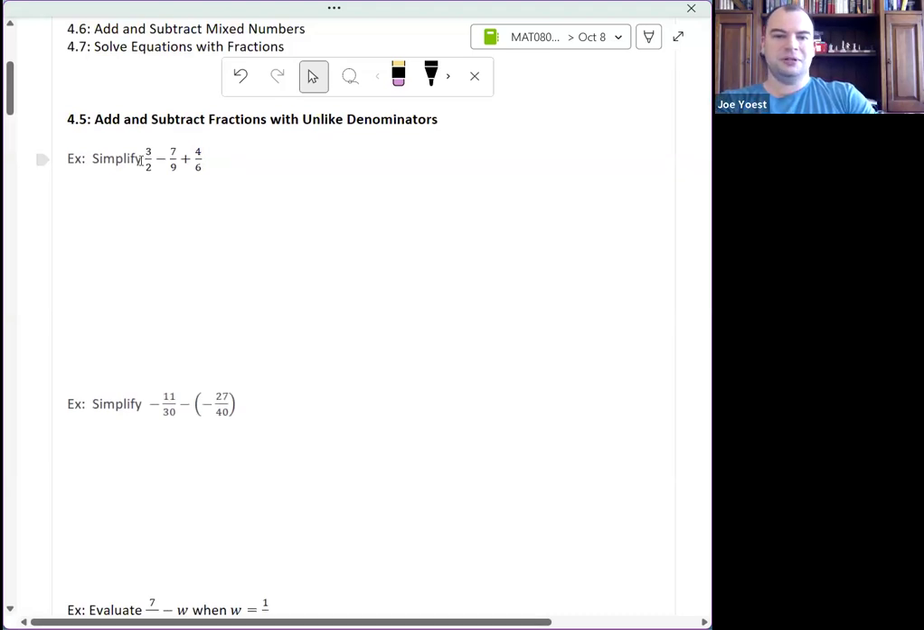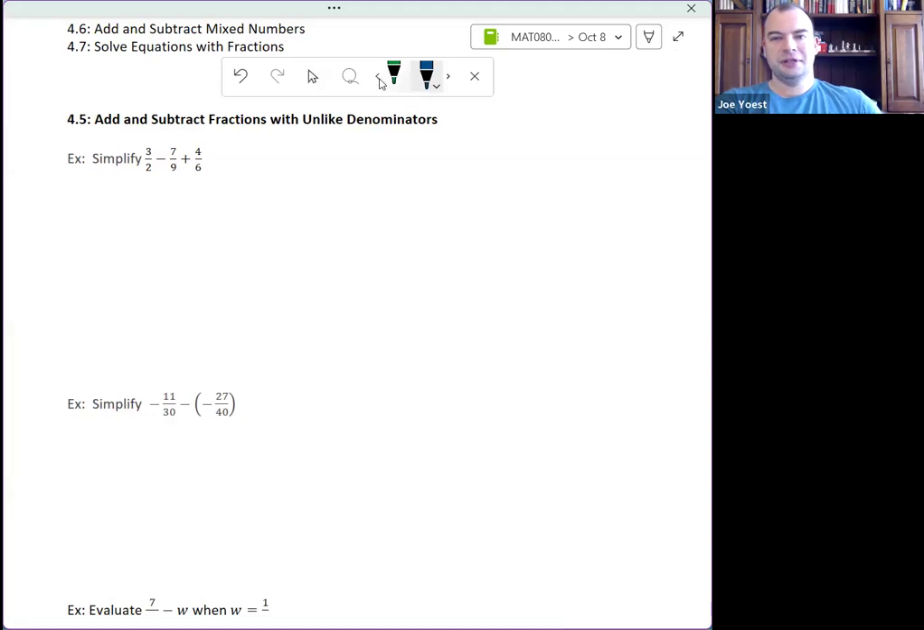So let's start with this one. Simplify 3/2 minus 7/9 plus 4/6. I notice that I have addition or subtraction of fractions with unlike denominators, 2, 9, and 6, not the same denominator. So we have our pizzas, one of them sliced in slices of half pizzas, one of them in slices of 1/9 pizzas, and one of them in slices of 1/6 of a pizza. And we need to figure out how to cut all of these different slices up to end up with slices all of the same size that we can accumulate together nicely.